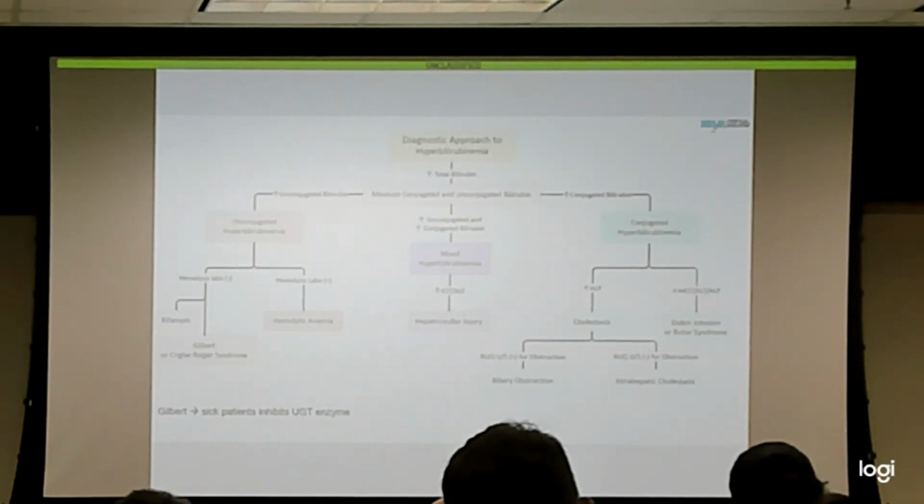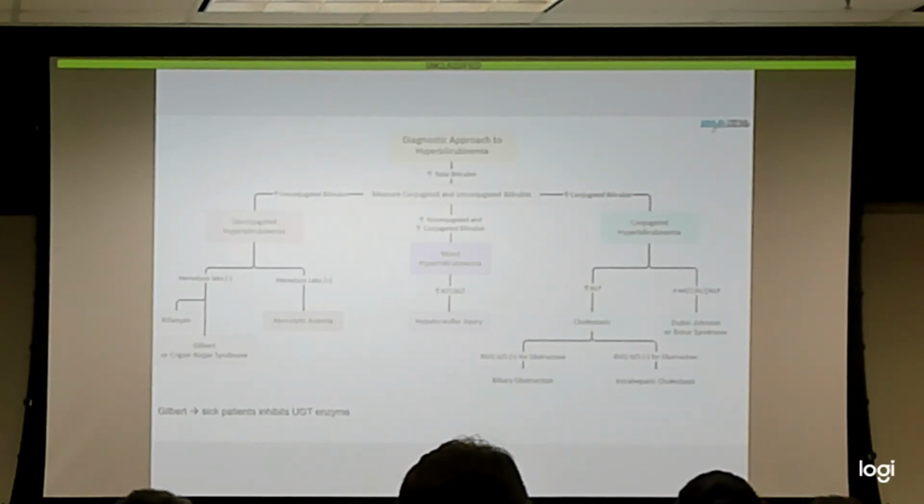So this has, on the pink side, that's your unconjugated hyperbilirubinemia. What do you think the urine and stool look like for unconjugated hyperbilirubinemia? What does your urine look like? No color. Hmm? No color. Yeah, normal. What do your stools look like?